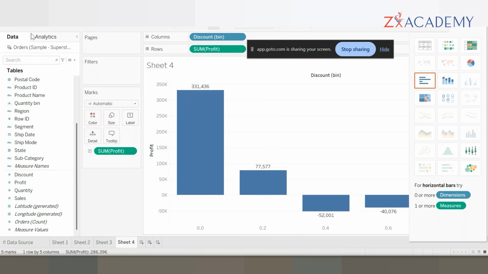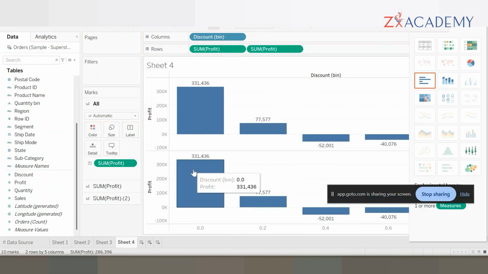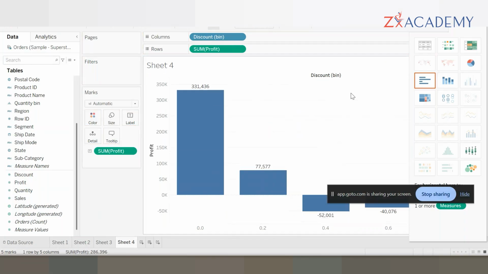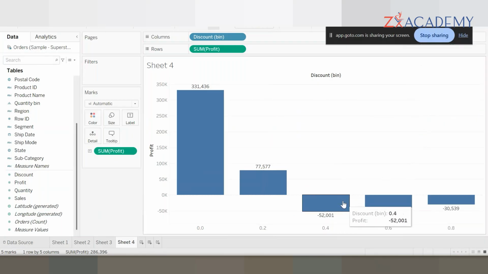Okay, and if you go for the actual profit, wait a minute, without the bin, you can do. And we can see with 20 to 40% discount, we have again done a profit of around 80,000, 77,000. But when we have sold a product with more than 40% discount, my profit is minus 52,000.